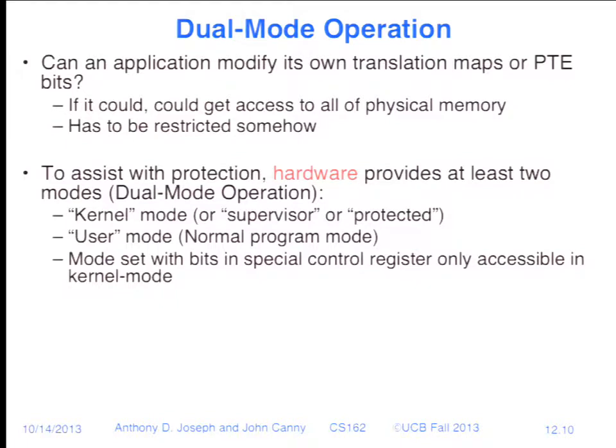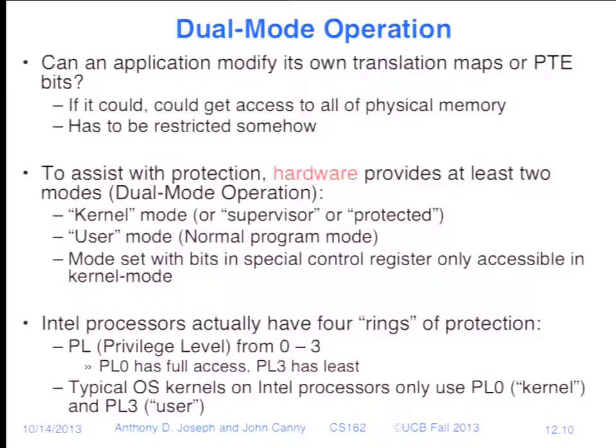So that has to be implemented somehow, and virtually all processors these days have at least two modes. A kernel mode that's understood by the hardware, and a user mode. So the bits are set in special control registers, and the kernel is the only process that can set those bits. It's often a little bit more complicated than that. In Intel processors, there are actually four levels of protection, although because most code is written for user or kernel level protection, almost all the OS kernels for Intel hardware use only the kernel mode and the user mode. But anyway, there are intermediate modes there that can be used.